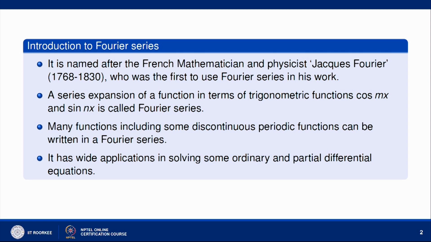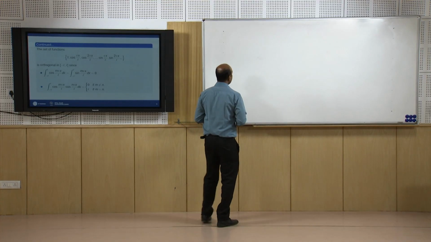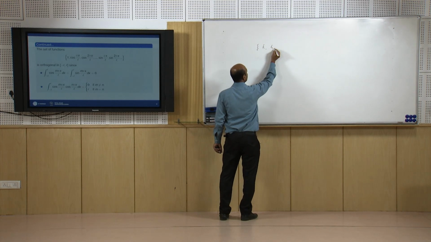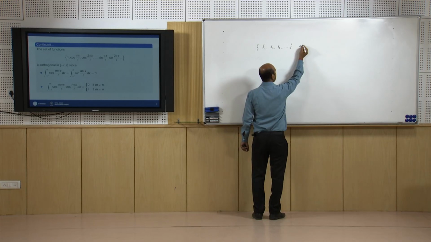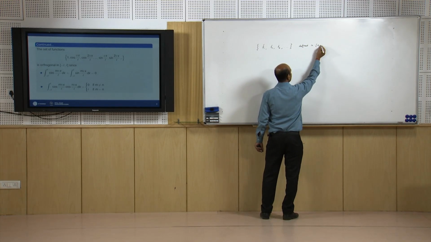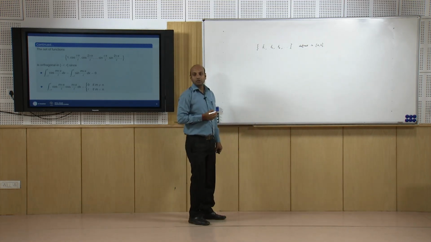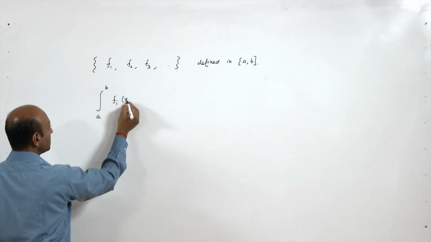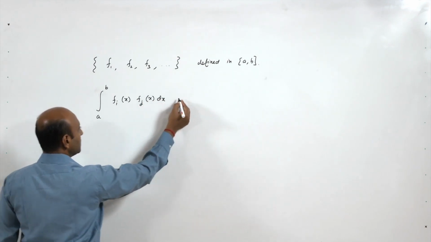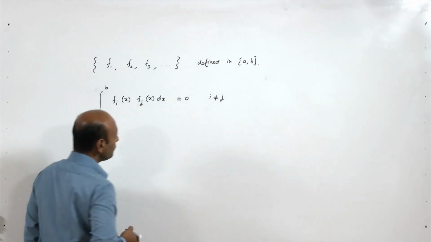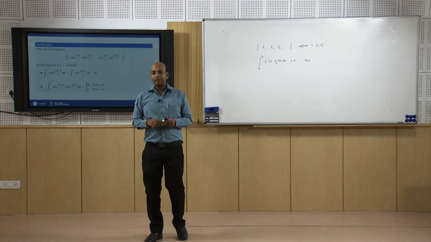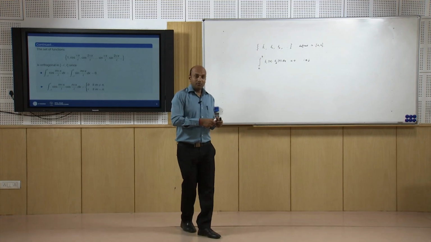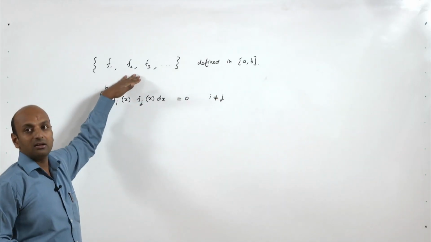Now, let us start with this set. The set is 1, cos pi x by L, cos 2 pi x by L and so on, sin pi x by L, sin 2 pi x by L and so on. Now, what is an orthogonal set of functions? How do we define it? Suppose we have functions f1, f2, f3 and so on, defined in the interval (a, b). Then we say that this set of functions is orthogonal if, in this interval, the integral from a to b of f_i(x) times f_j(x) dx is equal to 0 for all i not equal to j. So, if this condition holds for a set of functions defined in the interval (a, b), then we say that this set of functions is orthogonal.